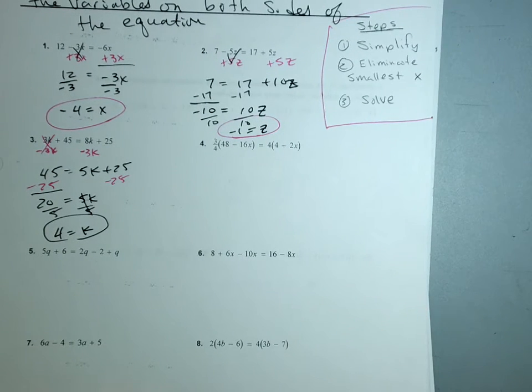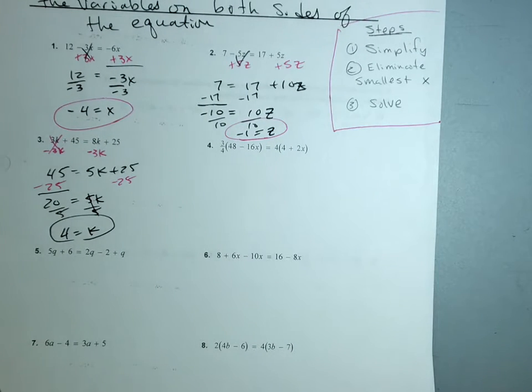We're going to simplify. So when I see the parentheses, I'm going to distribute. I'll say it again. When I see the parentheses, I'm going to distribute. So I'm going to take 3/4 times 48, and then 3/4 times 16. Okay? I'm going to take 4 times 4 and 4 times 6.